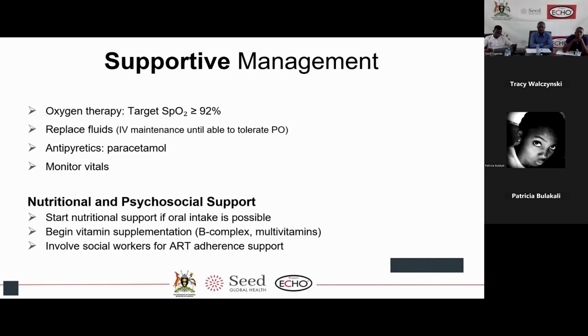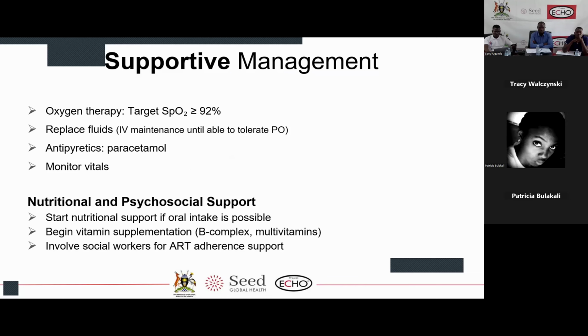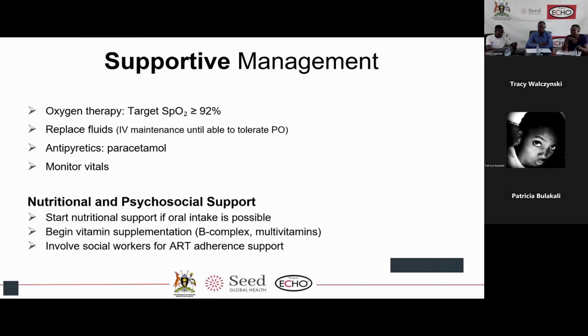Thank you. Next step, supportive management. We talked about oxygen therapy, replacing fluid, and planning to switch to oral fluid as soon as the patient is able to tolerate it. Antipyretic with paracetamol, very important. Assess for response to treatment and monitoring of vitals, which the nursing management we talk about. Involved earlier the nutritional and social workers for nutritional support, vitamin supplementation, and ART adherence support.